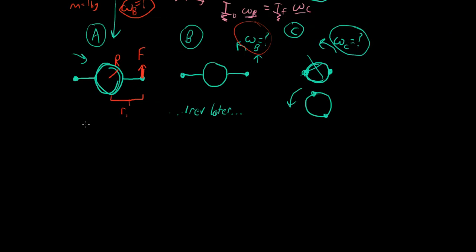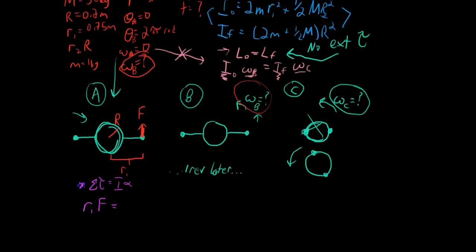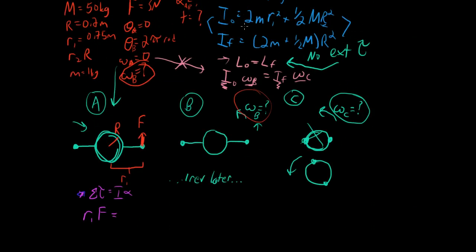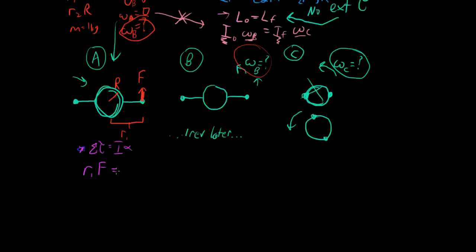We're going to be dealing with, and that's actually a little bit hard to see, let me use a different color. We're going to do sum of torques equals I times alpha. And so the torque that's involved is R1 times our force equals the moment of inertia, and it's our original moment of inertia. So it's this guy right here, this 2m1r squared.